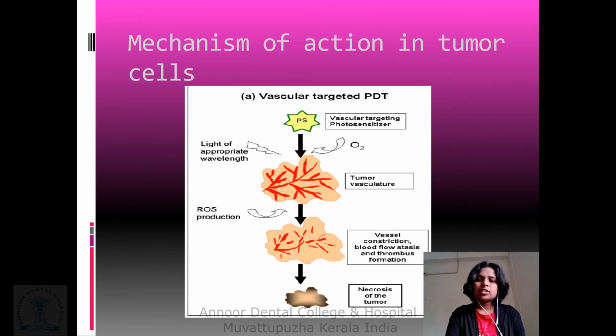What happens in a tumor? When you sensitize the tumor with this chemical and light of appropriate wavelength, the tumor vasculature gets triggered, and vessel constriction, blood flow stasis, and thrombus formation occur by means of ROS, or reactive oxygen species, production, thereby resulting in necrosis of the tumor.